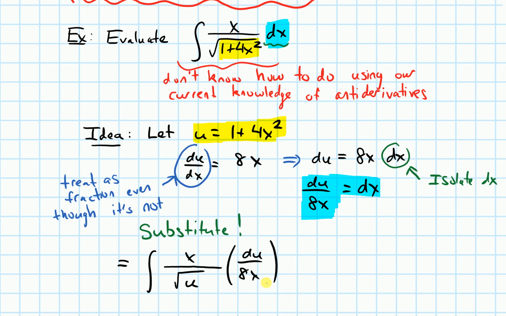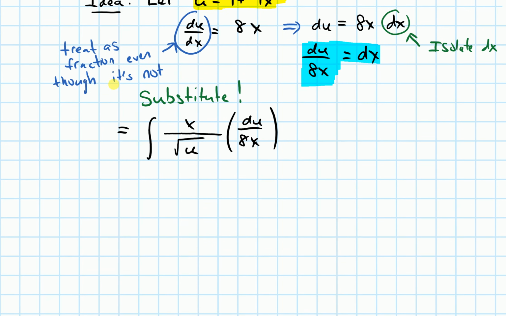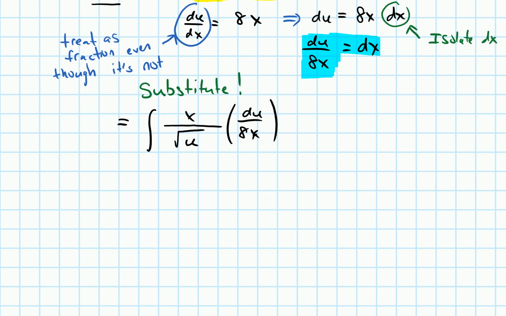And now something nice is going to happen because the x on the top and on the bottom are going to cancel. All right, so canceling them, we will end up with an integral. I can move that 8 out in front because it's a constant. So I get 1/8. And then I'll have 1 over square root of u, which I can rewrite as u to the negative 1/2 power, because that's going to make it easier to integrate. And then I still have that du.